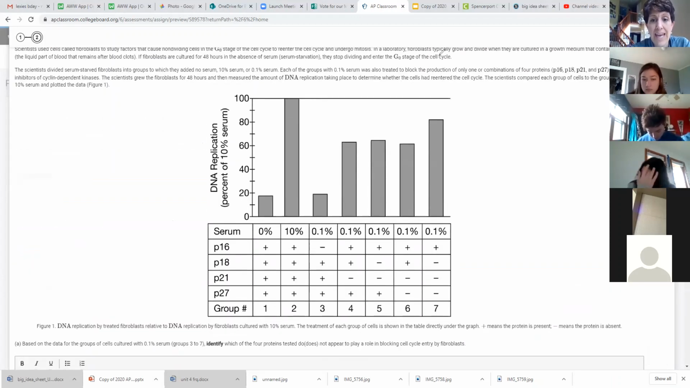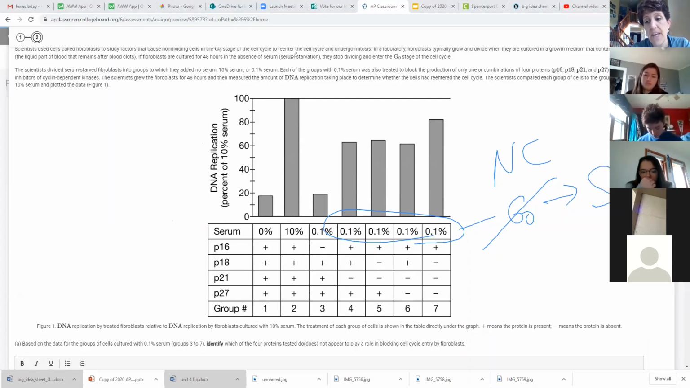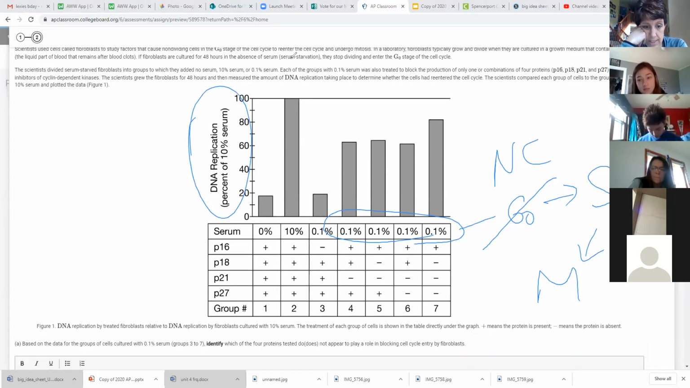Okay, so if I give my nerve cells any of these, they should be able to go out of G0, go into S. And if they can go through S, they're eventually going to be able to go through mitosis. So that's my reasoning. They did DNA replication. So if I gave them 0.1 serum with each of these different CDK inhibitors, it would work.